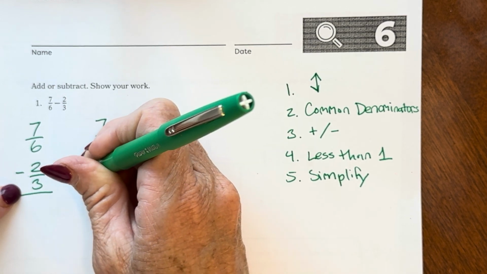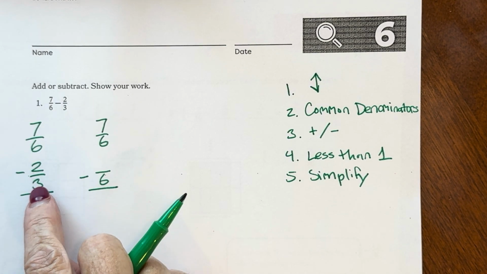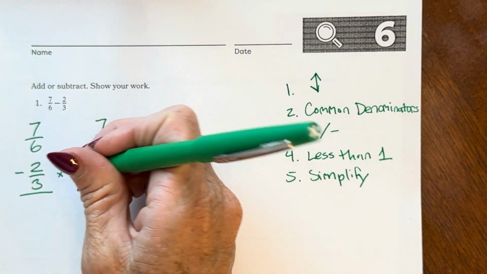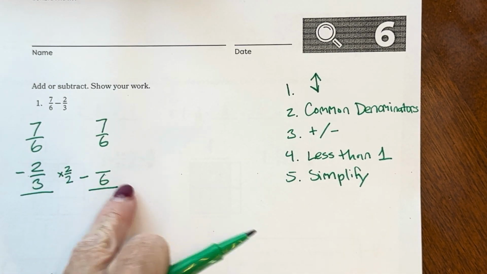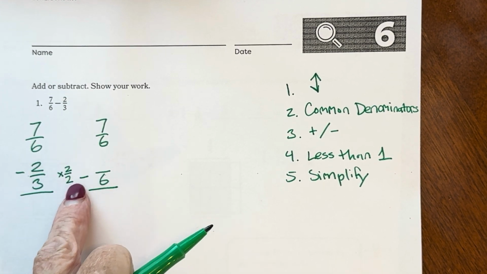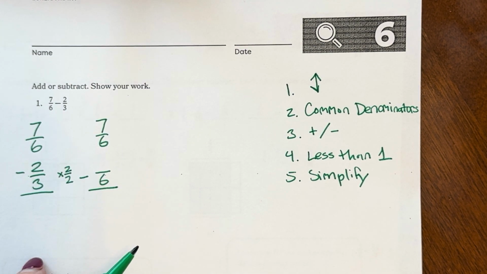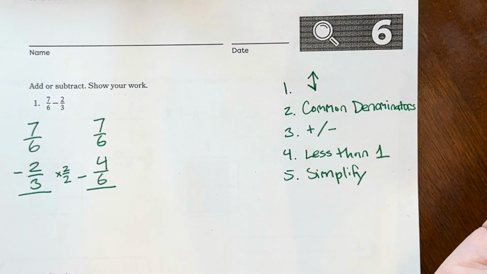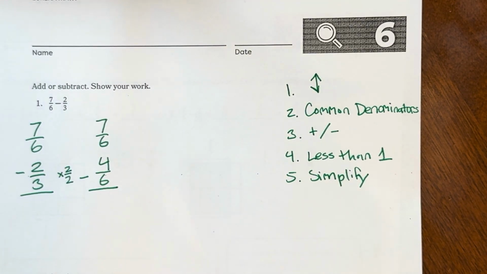So we're going to change 2/3 to have a denominator of 6. What do we need to multiply 3 by to get to 6? Hopefully you realized it's 2. But then we're going to multiply the whole fraction by 2/2, because that means we didn't change the value, because 2/2 is the same as 1. So we're just multiplying by 1, but not changing its value. So 2 times 2 is 4. Now we have 7/6 take away 4/6. So we're ready to subtract.